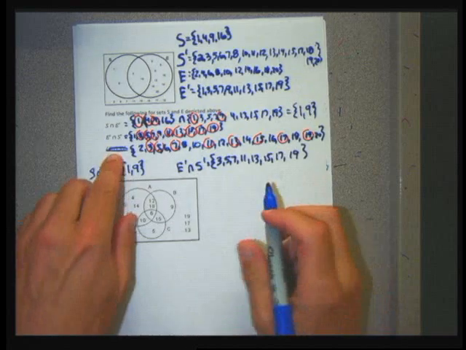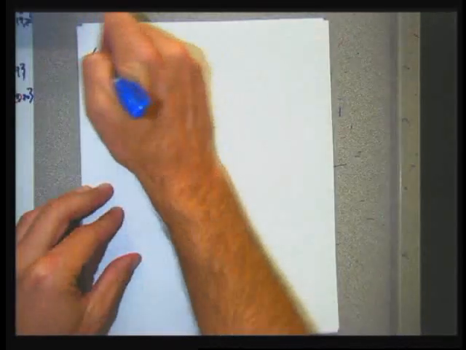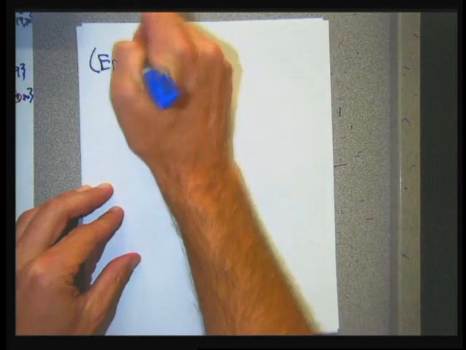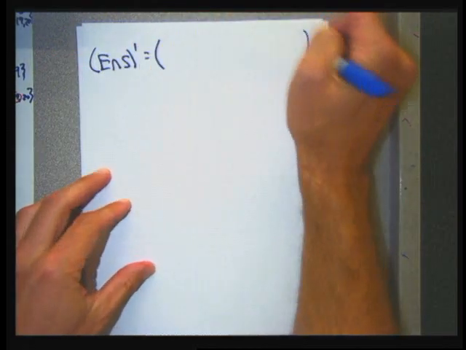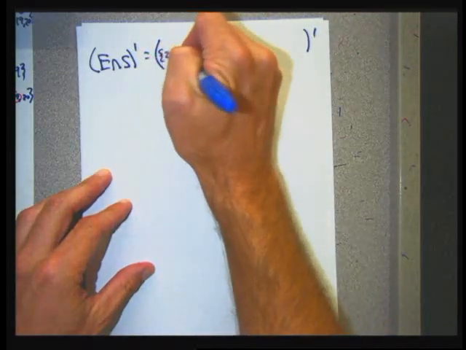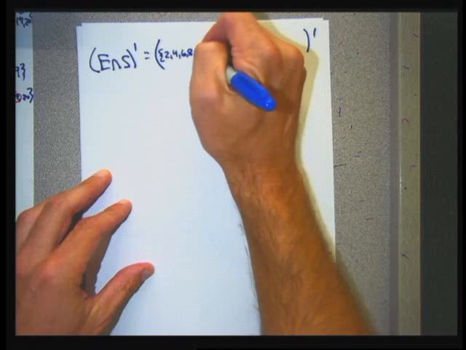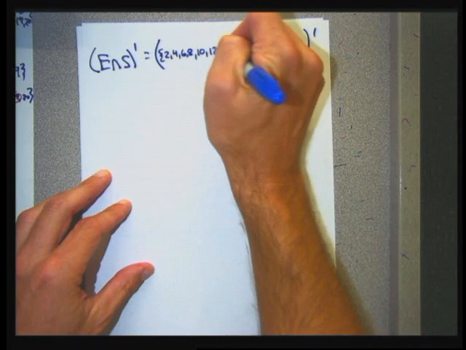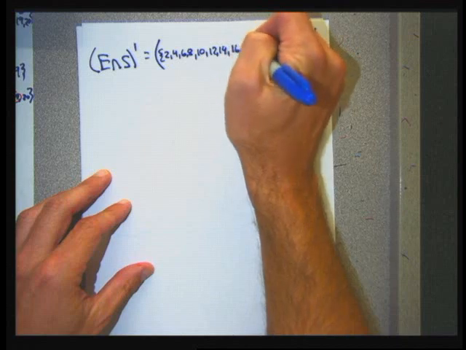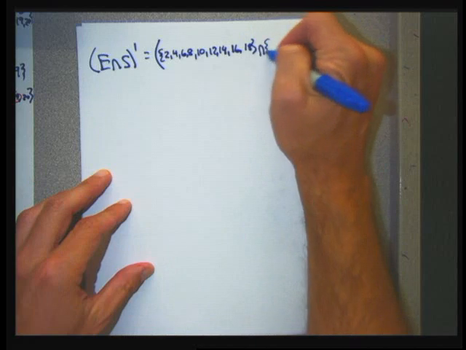The next part, I'm just going to throw in a different sheet of paper. I'm going to do E intersection S prime. So first I'll do E intersection S, and then I'll do the prime. So to do E intersection S prime, the first thing I'm going to do is I'm going to do E, which is 2, 4, 6, 8, 10, 12, 14, 16, 18. So that's E. And I'm intersecting this with 1, 4, 9, and 16.